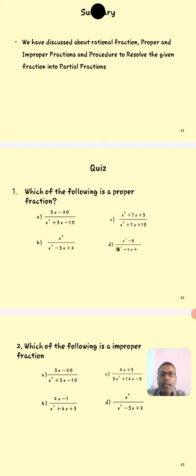Which of the following is a proper fraction? What is the definition of a proper fraction? The degree of f(x) is less than the degree of g(x). That is the definition. You observe option A: (3x − 20)/(x² + 3x − 20). B is x⁴/(x² − 3x + 20). C is (x² + 7x + 3)/(x² + 7x + 10). And D is (x³ − 5)/(x² − 2x).